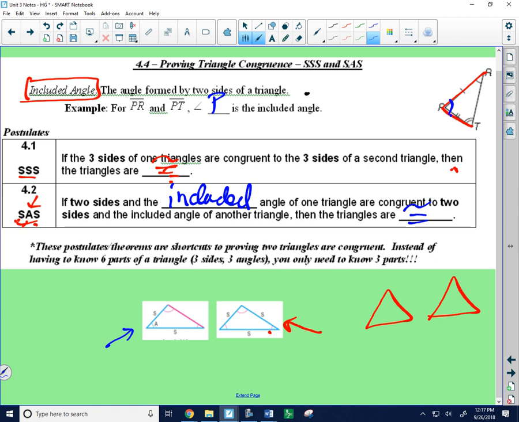Now, before I'm going to let you guys try example 1, I think on the next page.